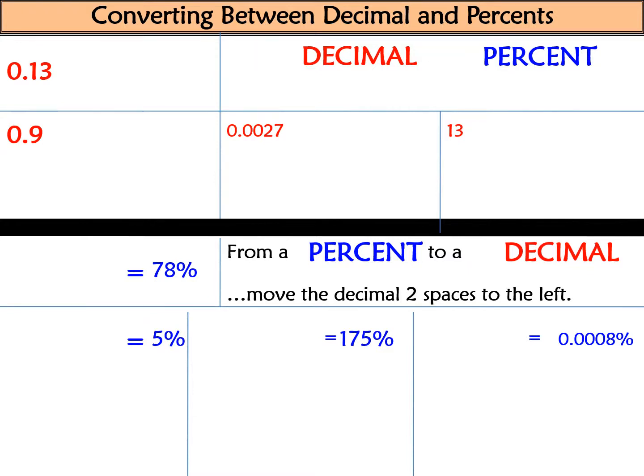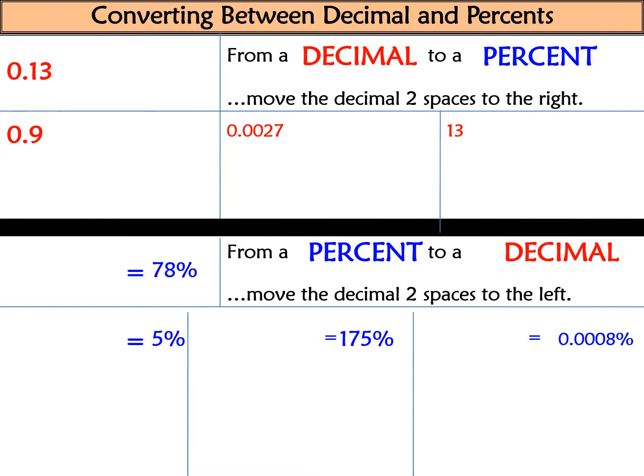Let's take a look at that first example. We're going to take 0.13 and change it to a percent. Well, if I read that properly, that's 13 hundredths. And I know that percent means out of 100, so 13 hundredths must mean 13%. But there's even a little shortcut.